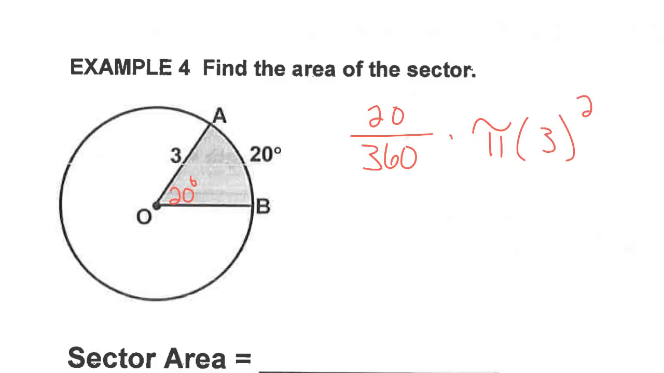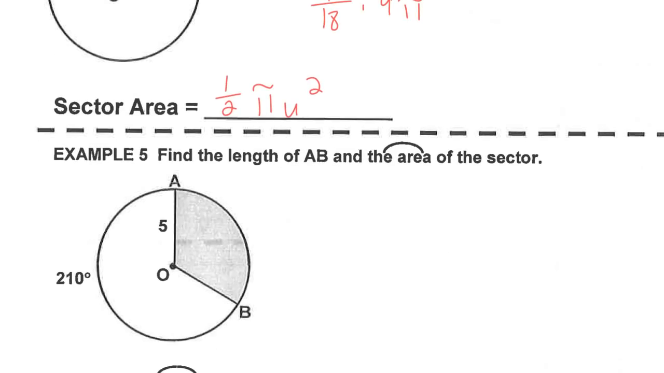Be really careful. The length of the arc is the circumference. The area of the sector is the area. So I can simplify that. It's really not a good simplification. It ends up being 1/18 times 9 pi. If you do that, you could say 9 pi over 18, or 1/2 pi units squared. Okay. These are the same things, just going to make you find them both.